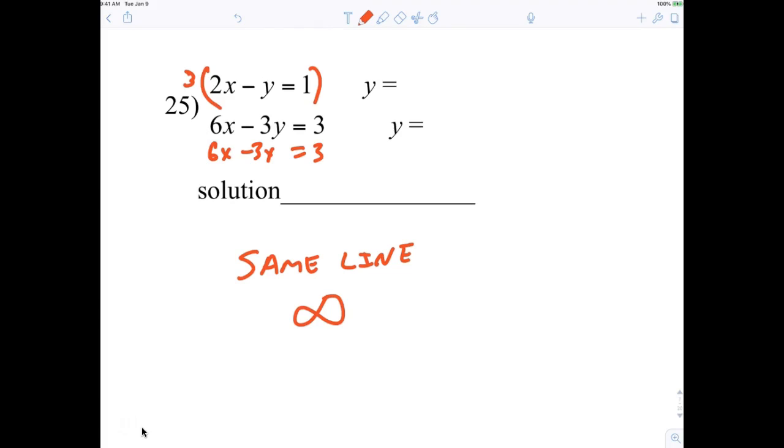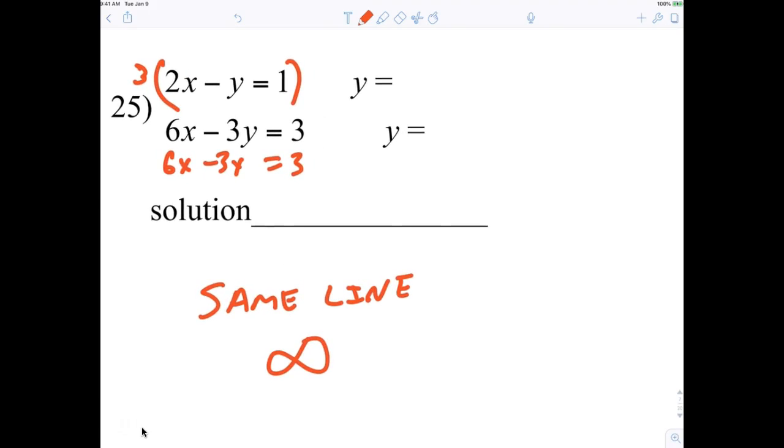Exactly. Because why? It's the same line, so the y-intercepts are the same. Perfectly makes sense. Do you agree? If the y-intercepts are different, there's no way they can be the same line. Okay? Come on now. So now, here, I'm going to keep saying this because I think this is really, really important.